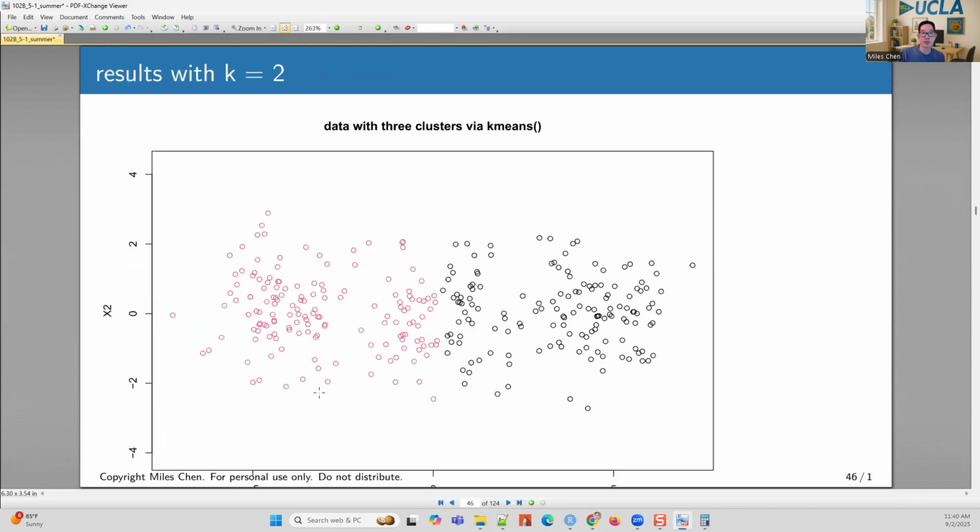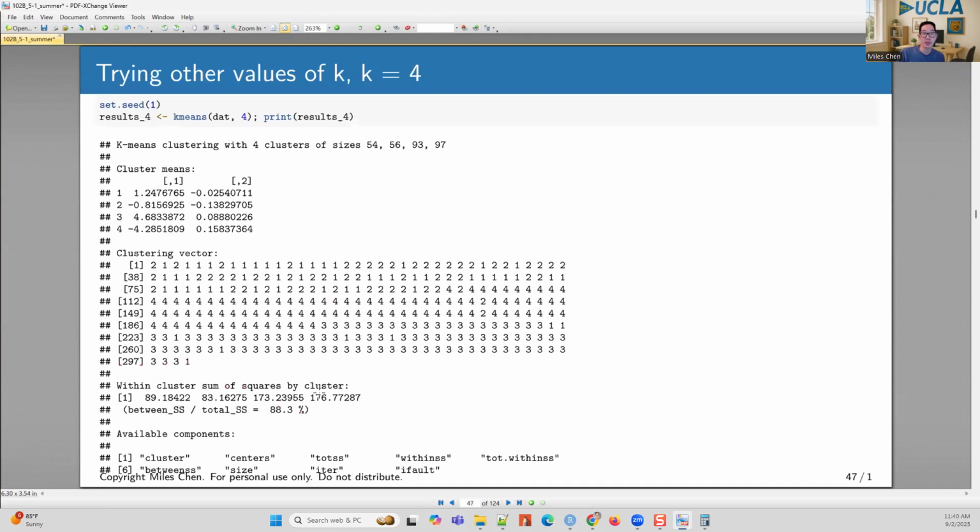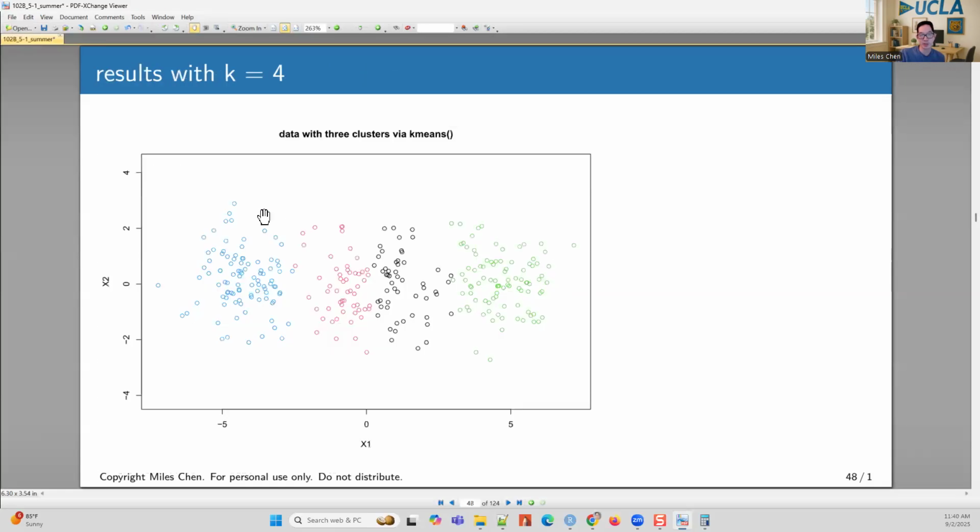You can also try, say, k equal to 4. With k equal to 4, your R squared value, not variance, goes up to 88.3. We can also see our four clusters. We have these different clusters here, with sizes 54, 56, 93, 97. So it identified this cluster, and it kind of split the one in the middle into two.